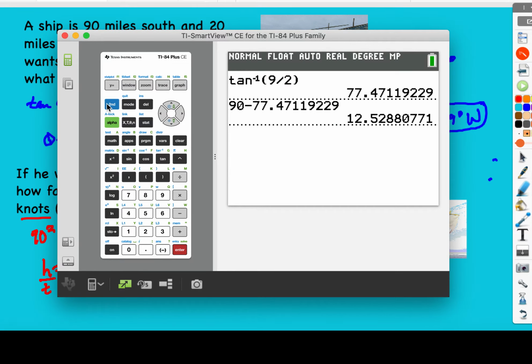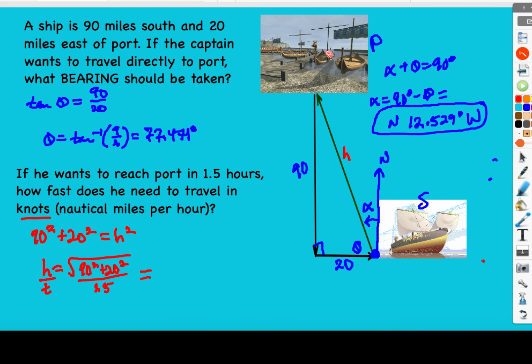So again, the square root of 90 squared plus 20 squared, and then we're going to divide that number by 1.5, and we are going to be at 61.464. 61.464 knots, or basically miles per hour. Our distance over time there.